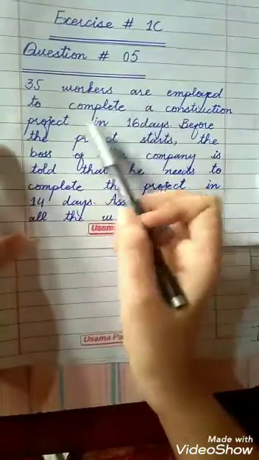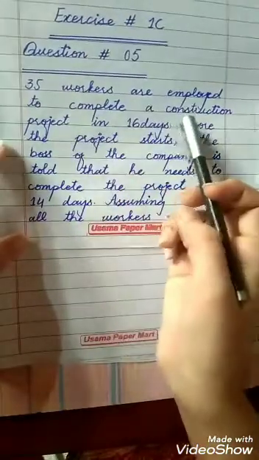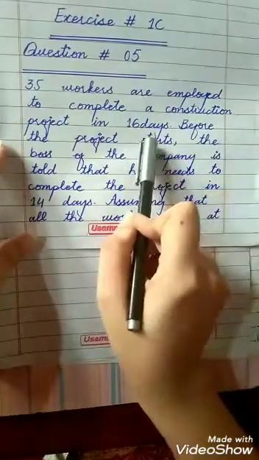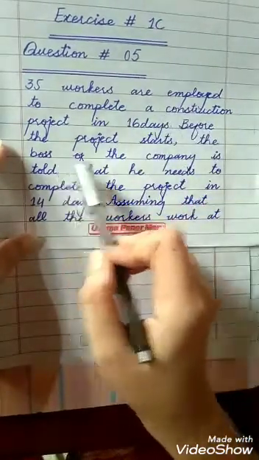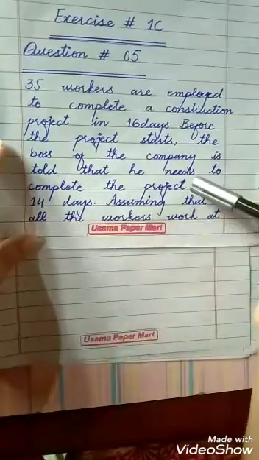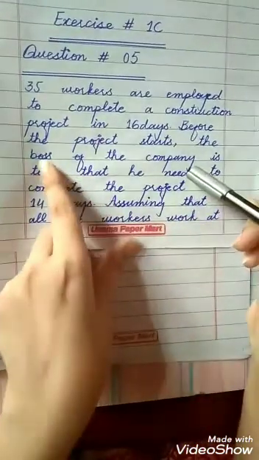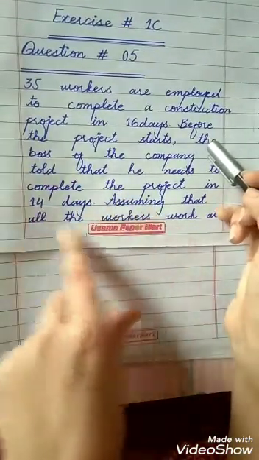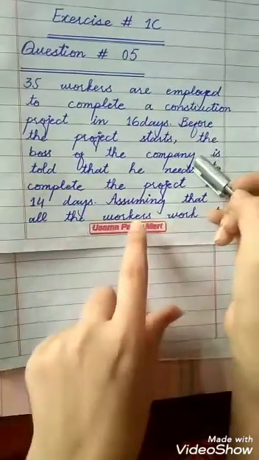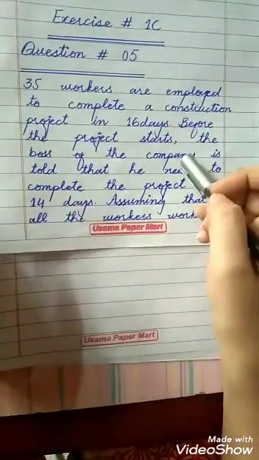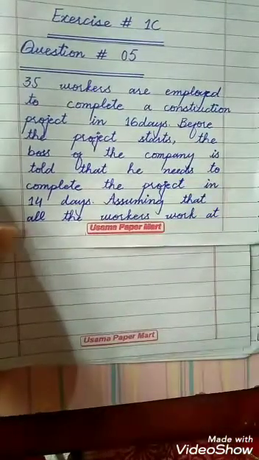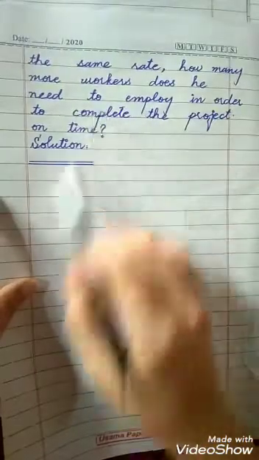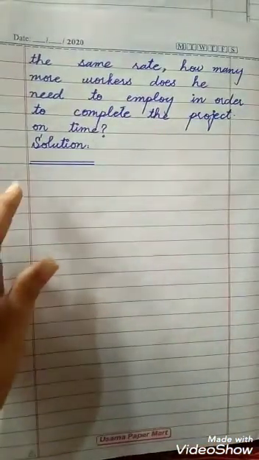Students, 35 workers are employed. There is some construction project and they have to complete it in 16 days. But before starting the project, the boss is saying that the project should be completed in 14 days. So all the workers work at the same rate. No one is working too much or no one is working less. So for that purpose, how many more workers does he need to employ in order to complete the project on time?